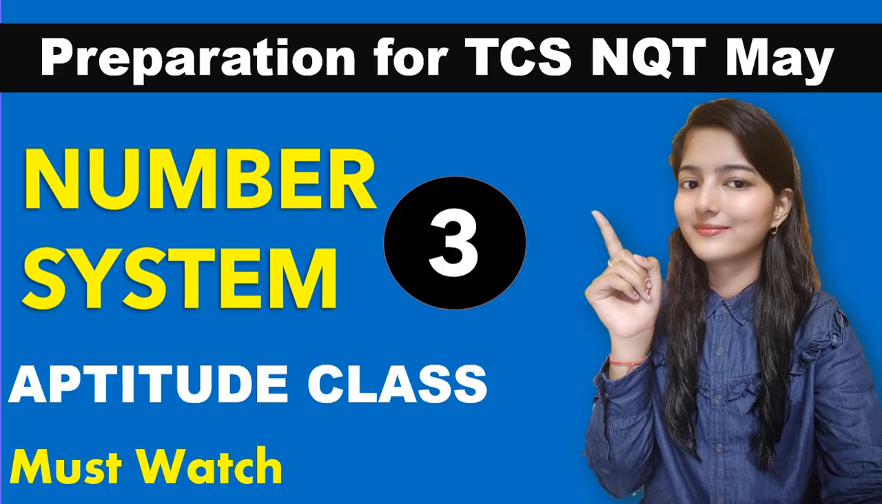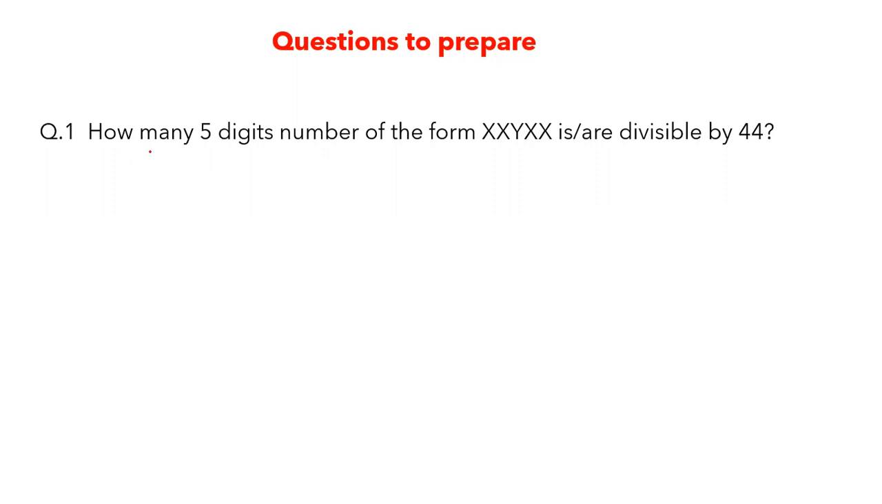So without wasting any time or doing any further discussion, let's move to the first question of the video. Here's the first question: how many 5 digit numbers of the form xxyxx are divisible by 44?